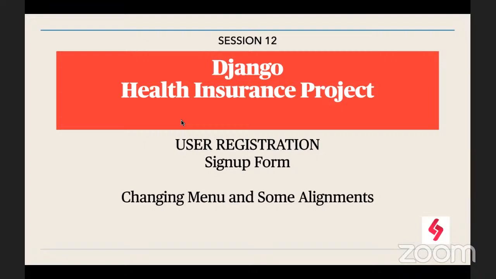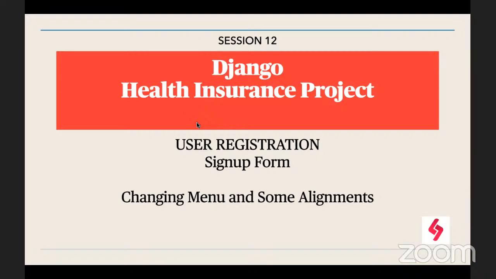As we know, we are building the Django Health Insurance project, right? As part of that, we are enhancing the project every day with various concepts. Today, we are going to talk about something called the user authentication module. In that, we are going to invest more time in user registration, in the sense that we are going to use something called a signup form, and we'll make little changes to the menu and some alignments, which is really helpful to learn how to create it and all.